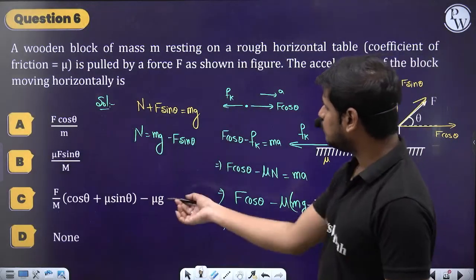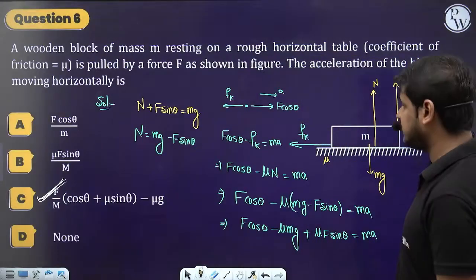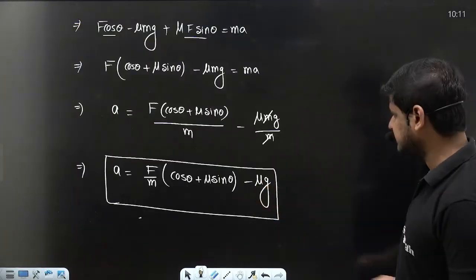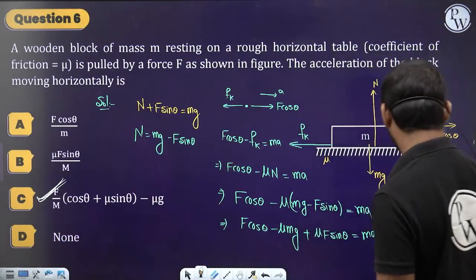So I could see the only option is this one, option C, right? F by m, cos theta plus mu sin theta, minus mu g. Understood, guys, the concept? Sure. So let's move further.